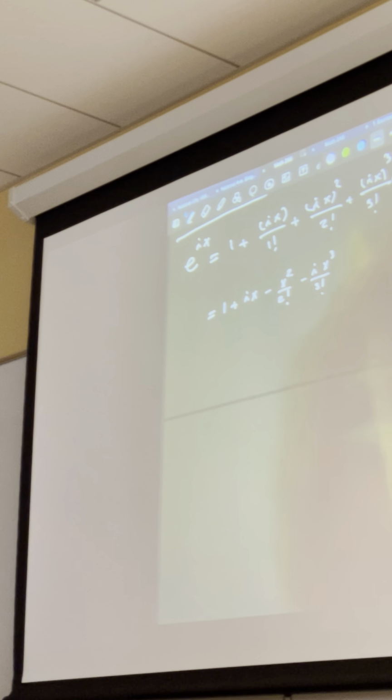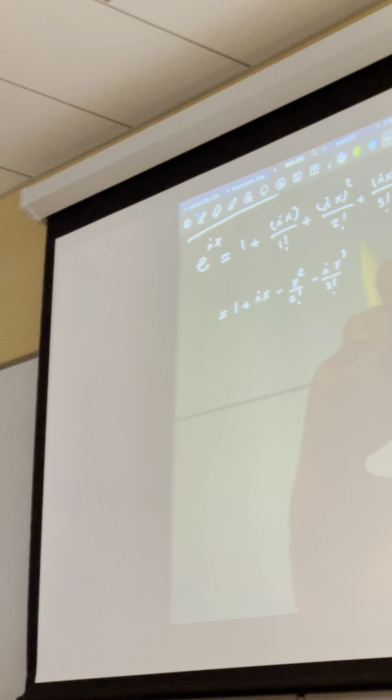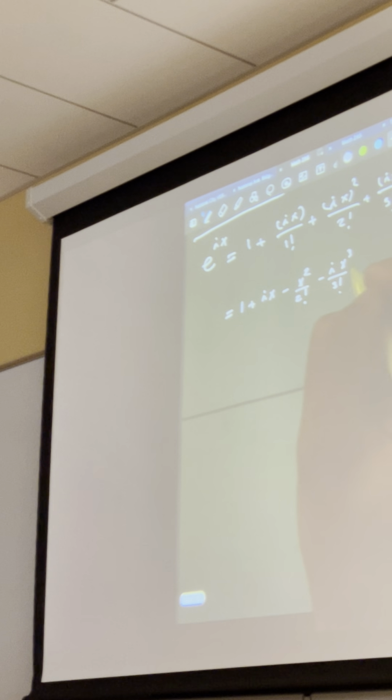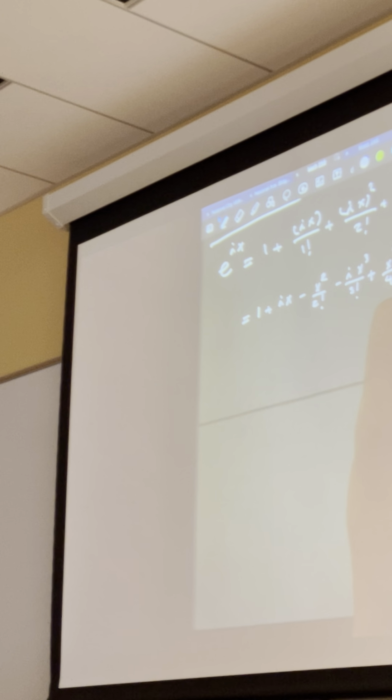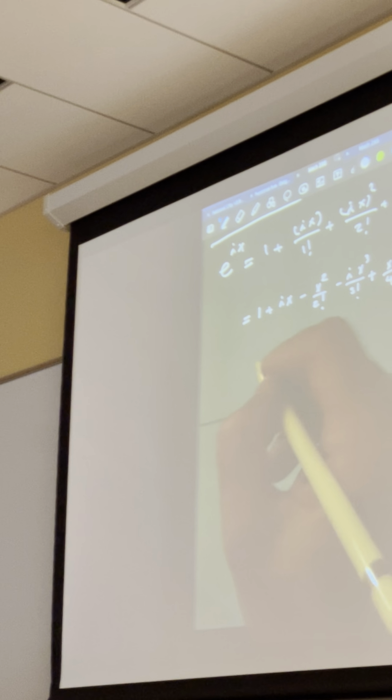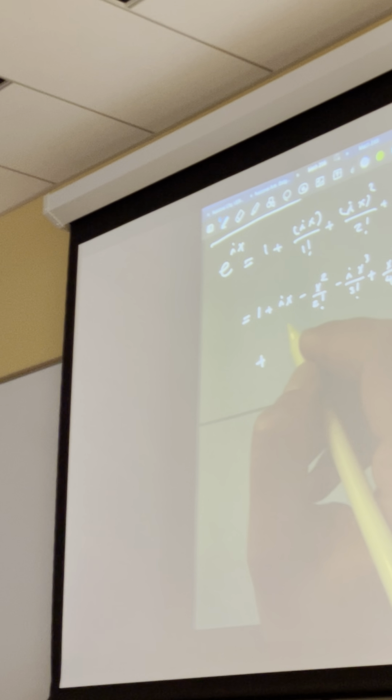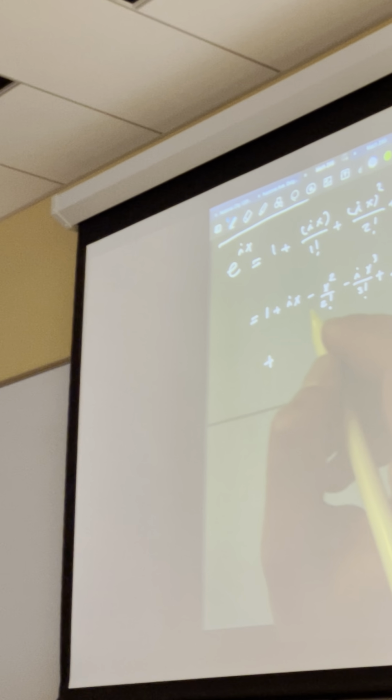Keep writing this, then you get the fourth one, which is just 1, because i to the power of 4 is 1. So it's plus x to the power of 4 over 4 factorial. Then the fifth one would be just i, so it's plus i x to the power of 5 over 5 factorial. The sixth one is like 6 mod 4 is 2, so it's just i squared, so it's just negative 1.